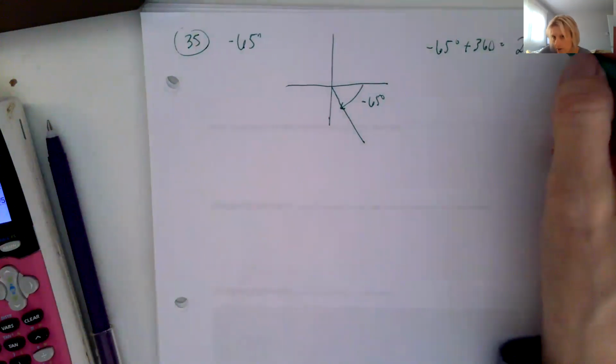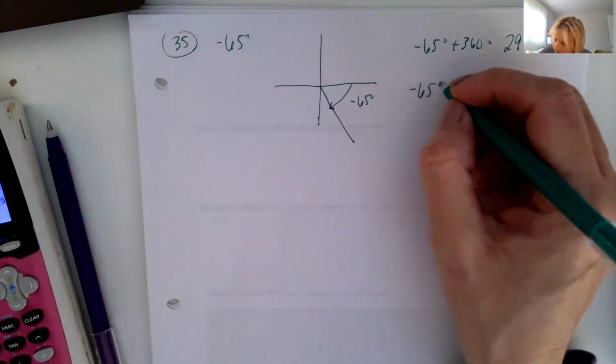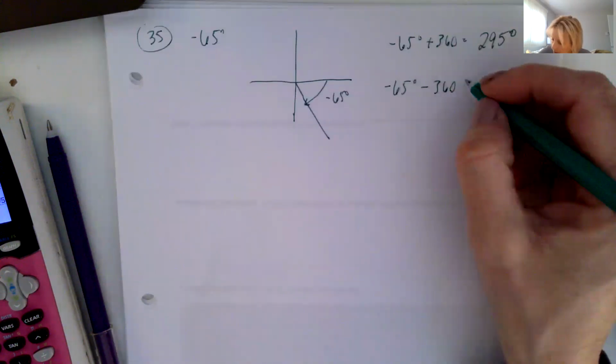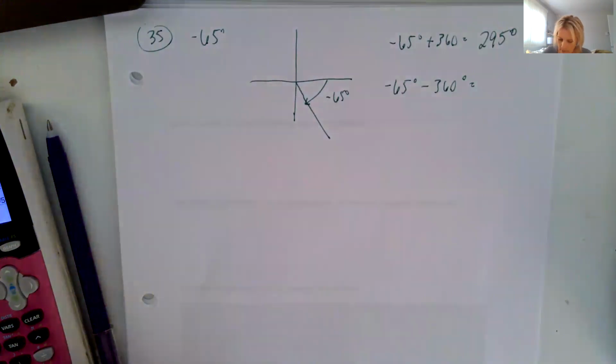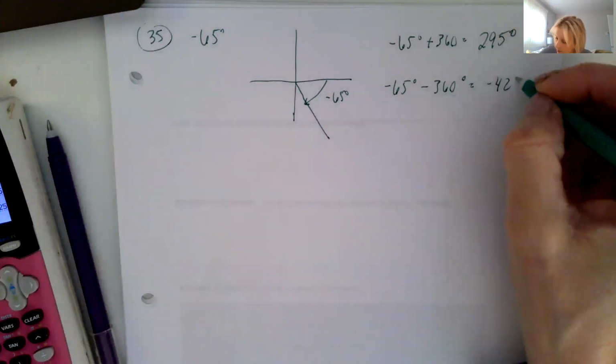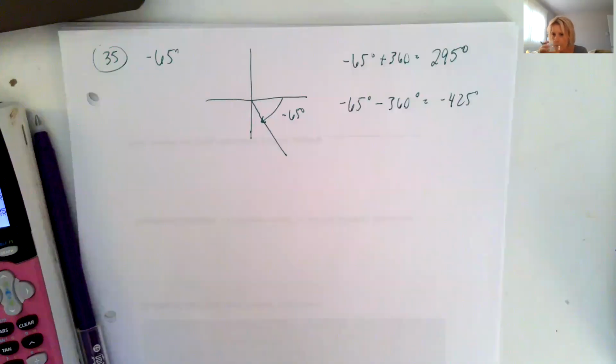That's a positive angle. They wanted one that's positive and one that's negative. So we could say negative 65 and go in the same negative direction, 360. And that would be a negative 425 degrees. Okay.